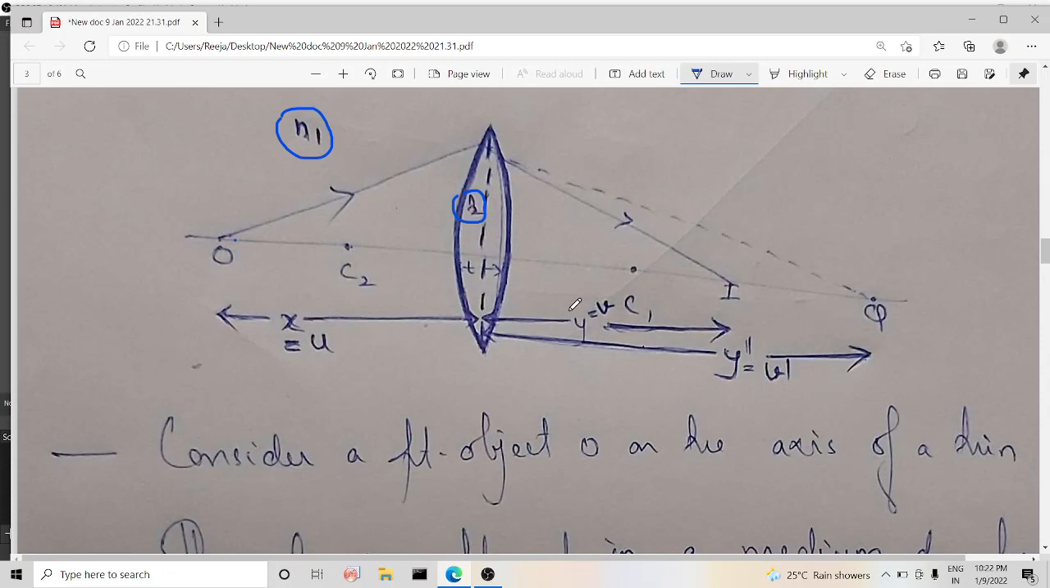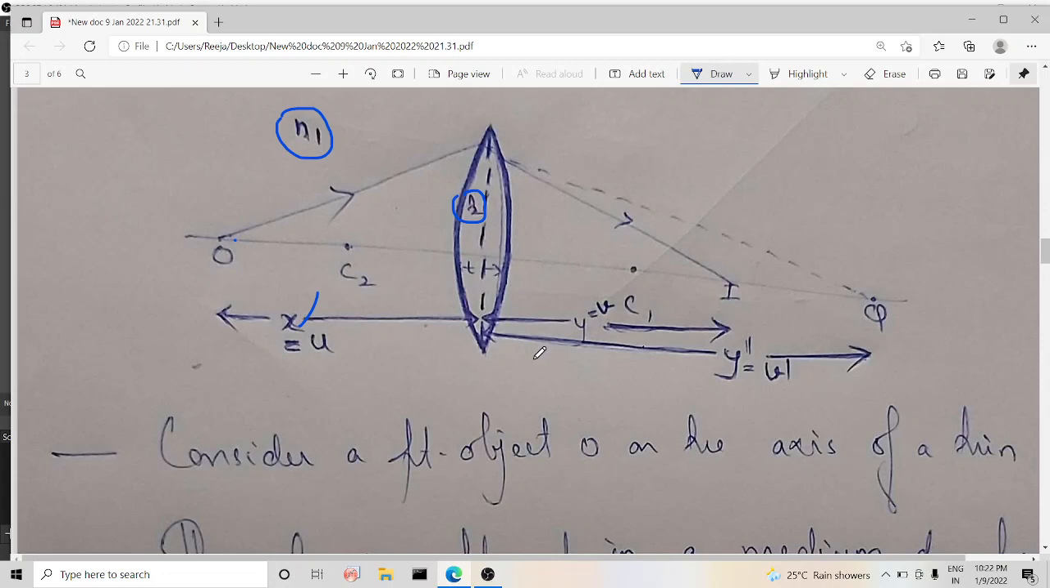Let R1 and R2 be the radii of curvature. C1 is the center of curvature here, so R1 is the radius of curvature on the right side, and C2 is the center of curvature on the left side. If O is the object, then this distance x is the distance from O to the lens. If I is the position of the final image, then this y is equal to v, which is the distance of the final image from the lens.